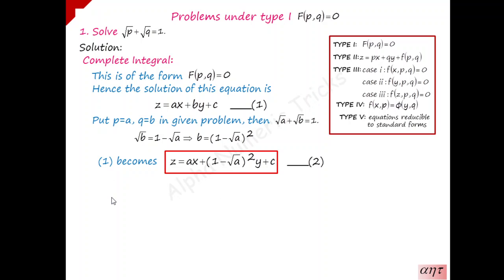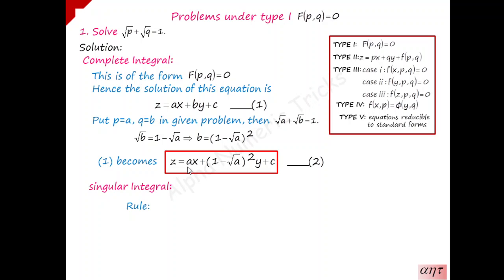Now we are going to see how to get the singular integral. How will you find the singular integral? This is obtained from your complete integral. You have to differentiate the complete integral with respect to the available arbitrary constants, and then you have to use the rule. Now we will see.